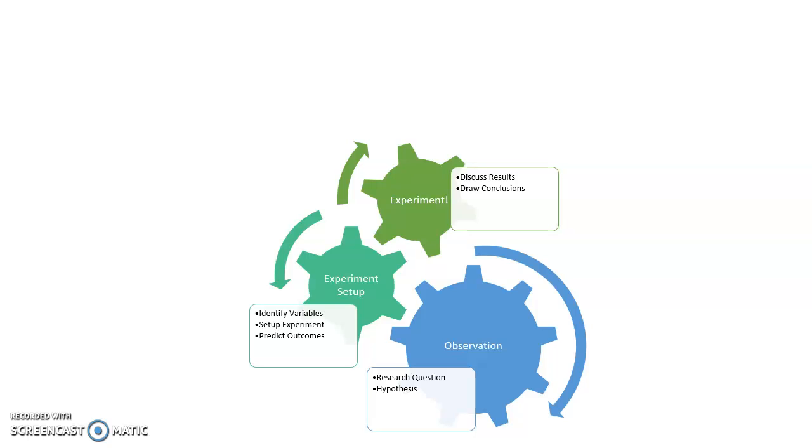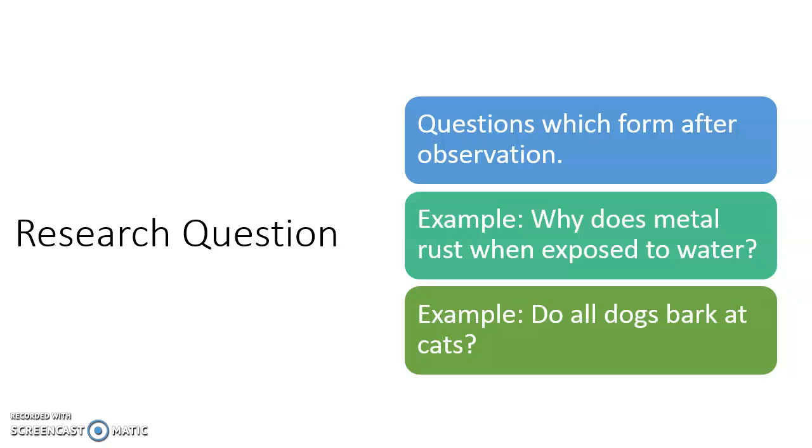Remember, experimentation comes after observation. The observation leads us to believe that something may always be true, and we want to check to see if it is always true. So, a research question. Questions which are formed after observation. So, an example would be, why does metal rust when exposed to water? Or, do all dogs bark at cats? These would be research questions. We're going to conduct an experiment to see if these things are always true.